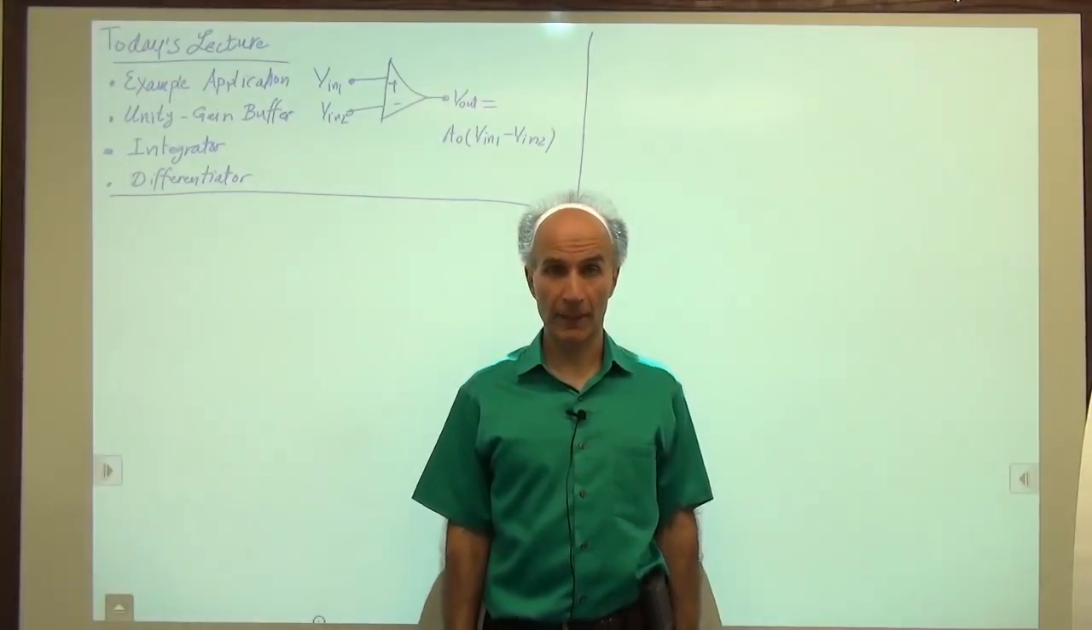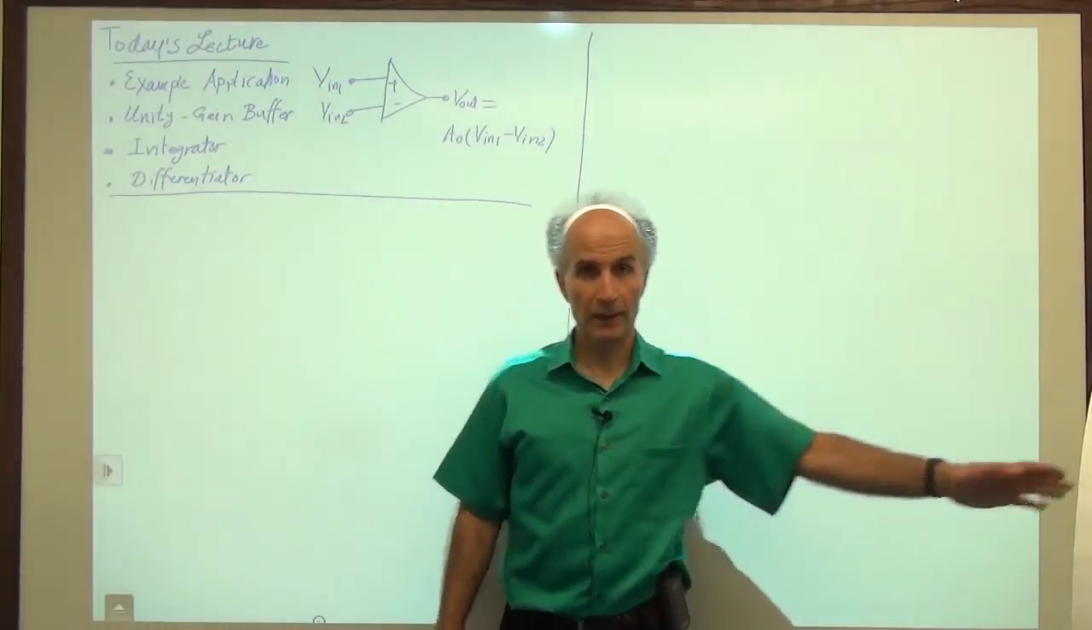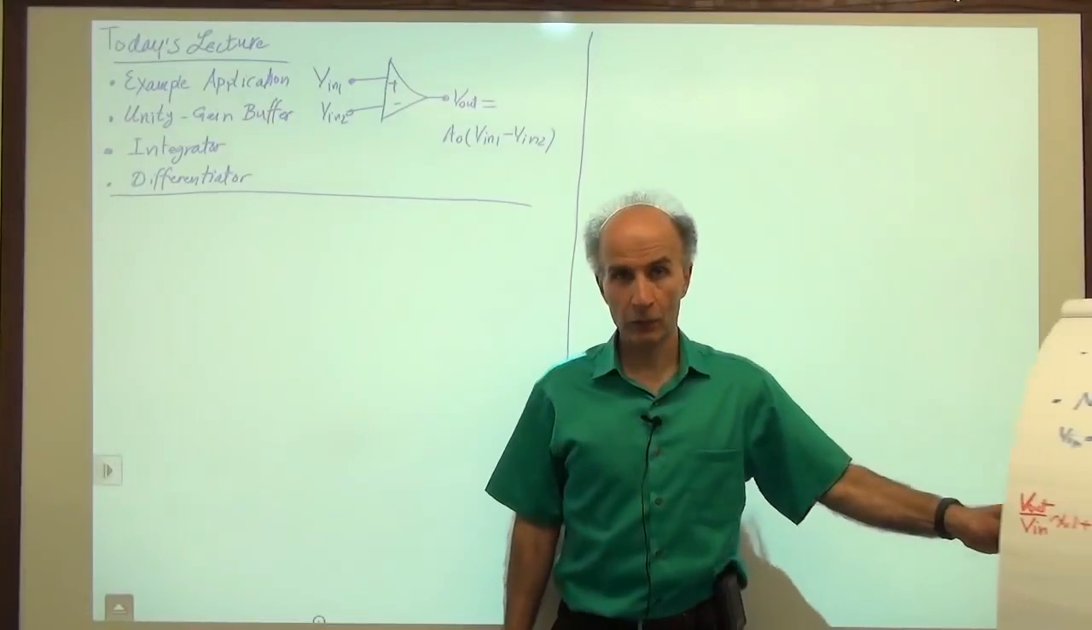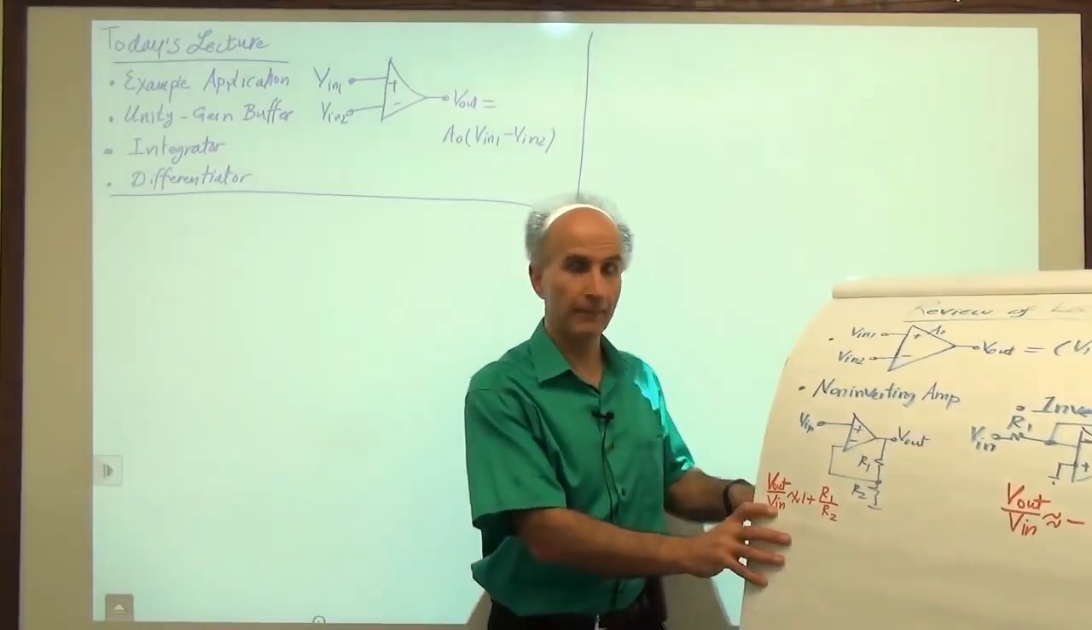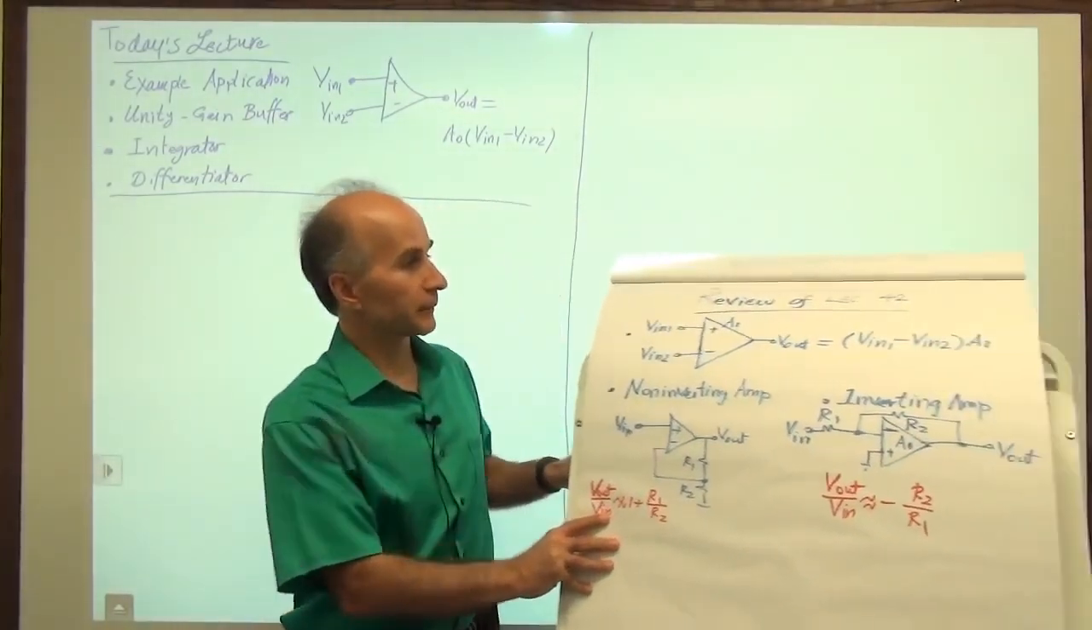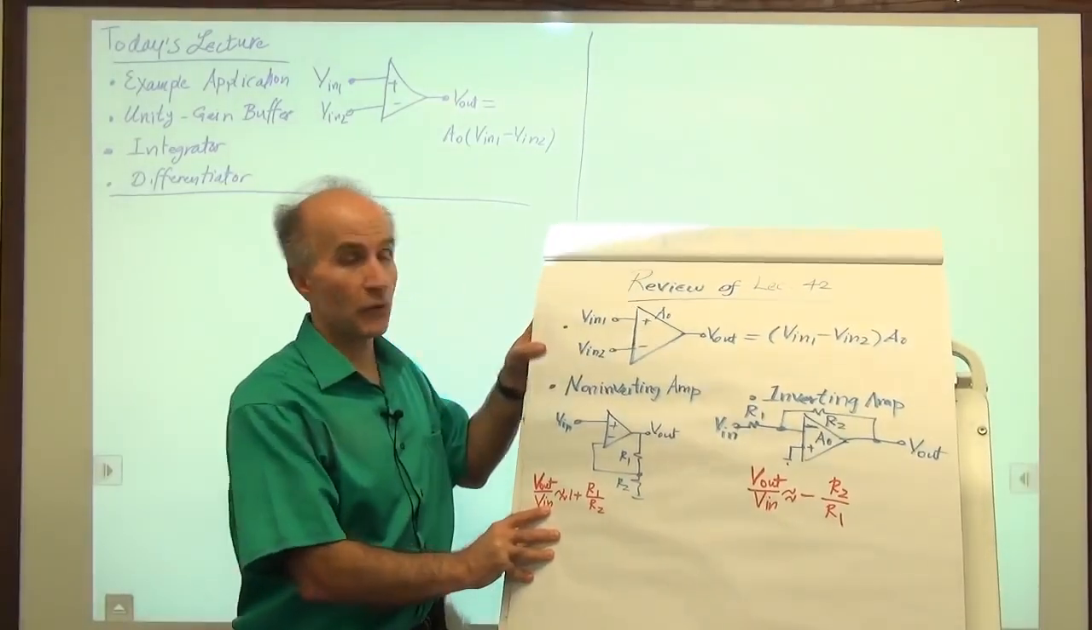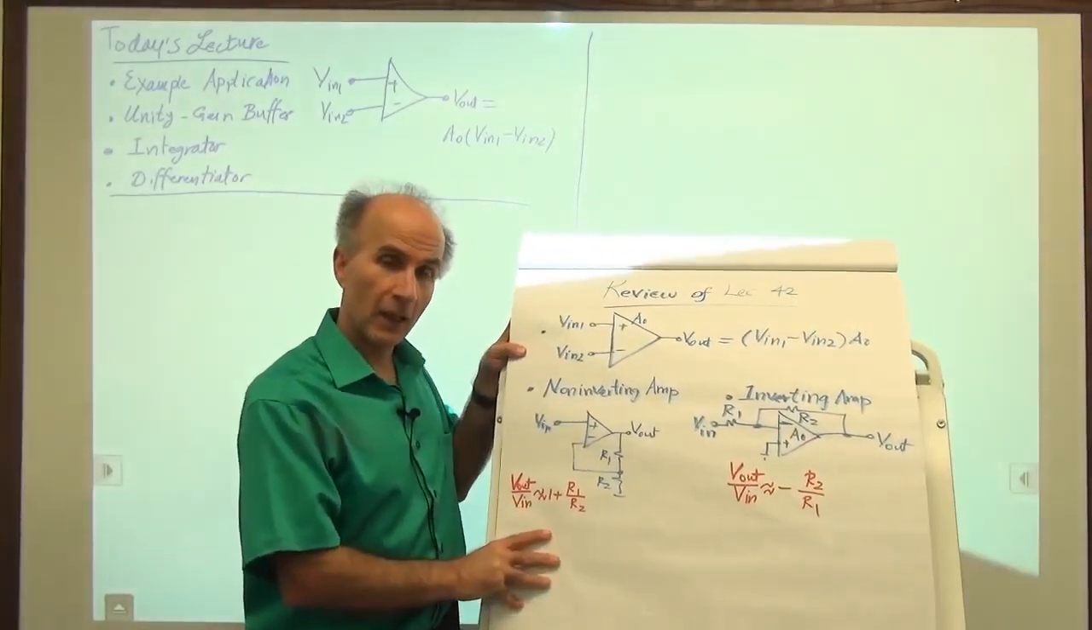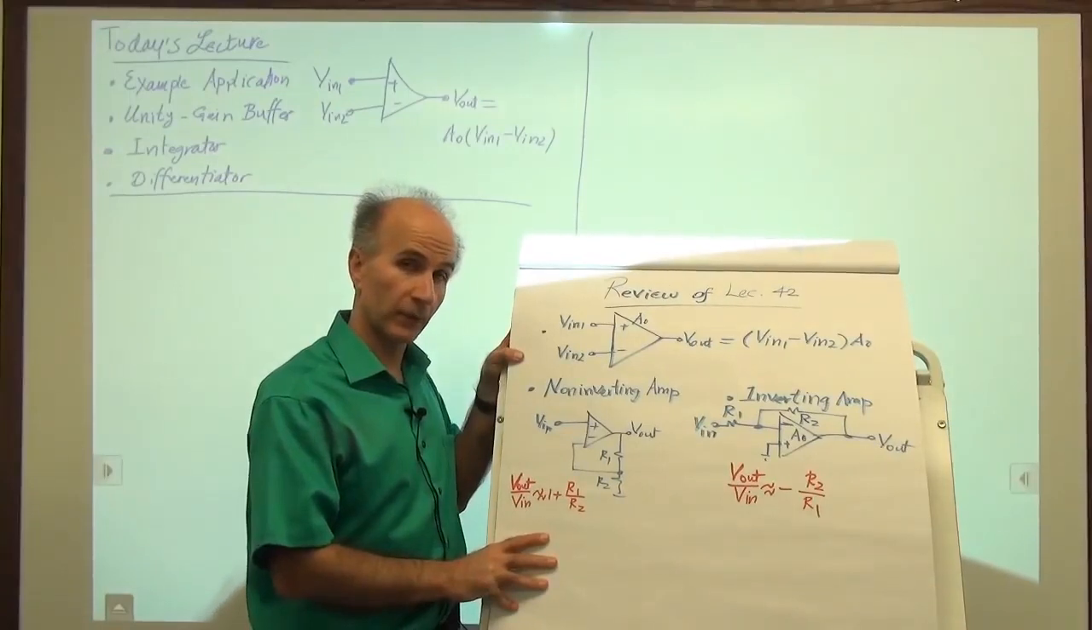Today we will look at some more examples of circuits that use op-amps in them, starting with an interesting example of applications of op-amps. But before we go there, let's refresh our memory about what we learned about op-amps last time. We said that an op-amp is a circuit, an amplifier, that has two inputs and one output.